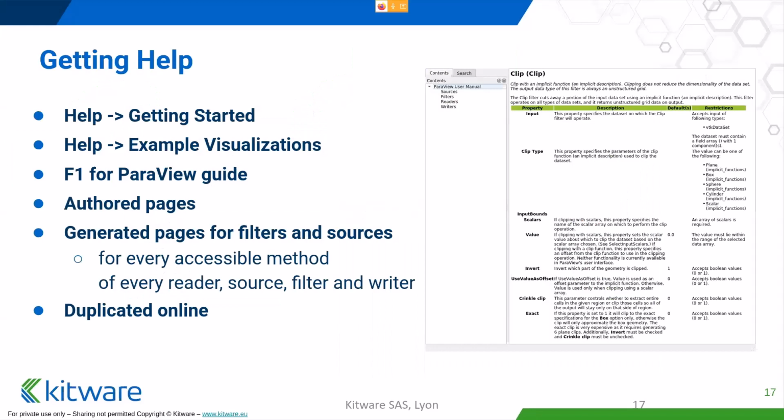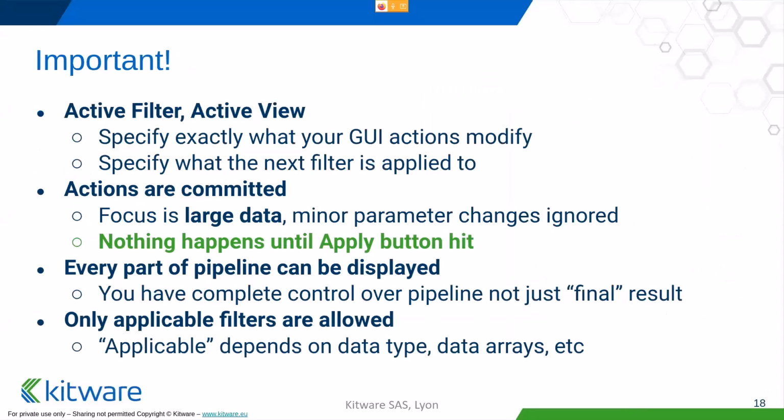How do you get help? Well, in the help menu, you have many things. You have the getting started, you have a link to example visualizations, you have a link to the website docs.paraview.org. So that's the online app. There is also the offline app that looks like that, where you have information about each of the filters.